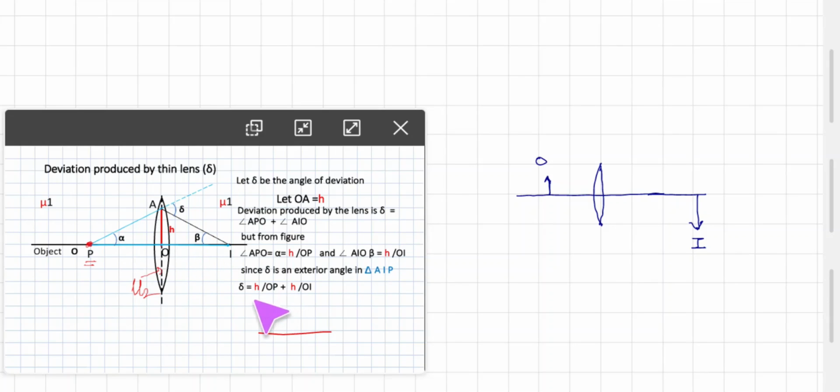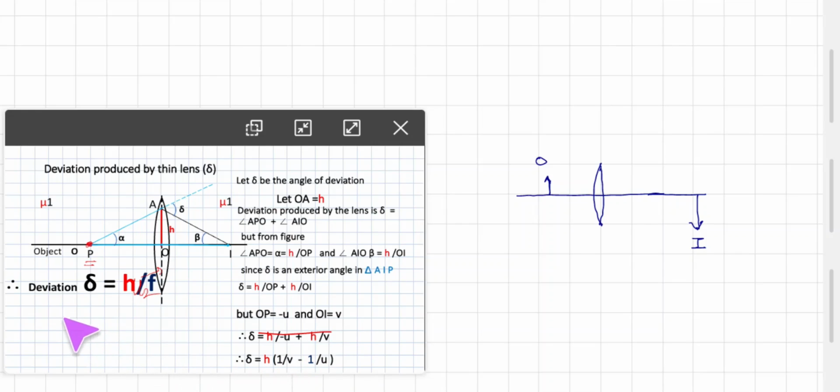So alpha plus beta, so delta is equal to h upon OP plus h over OI. But remember, OP is the object distance and it is to the left of the lens, so that is minus. So OP is equal to minus u and OI is equal to v. Now putting these values, we get delta is equal to h upon minus u plus h upon v, and therefore delta is equal to h into 1 upon v minus 1 upon u.